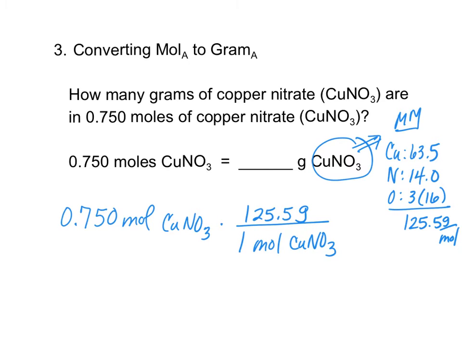If you notice, moles of copper nitrate cancels out. I end up with my answer in grams. So I'm going to take 0.750 times 125.5, and I end up with 94.1 grams. That is the final answer for that problem.